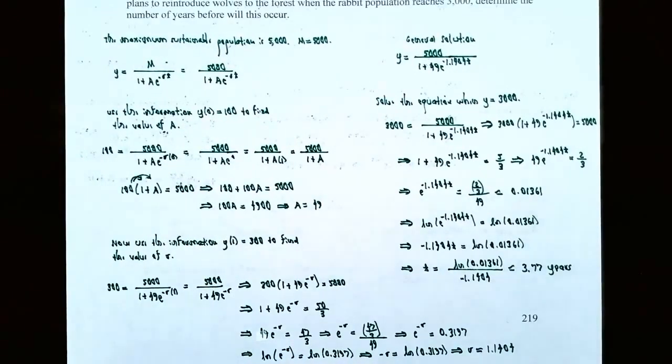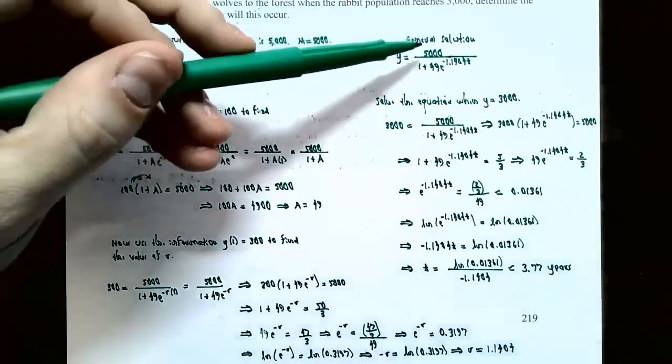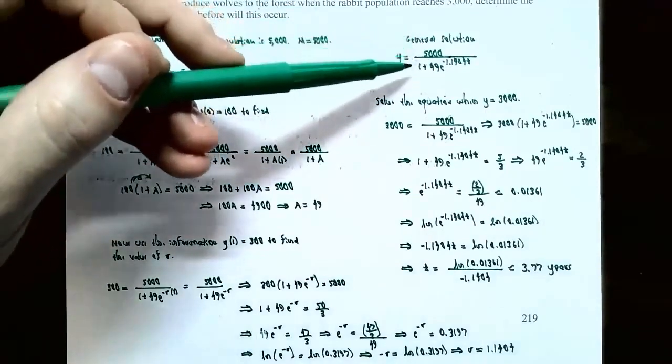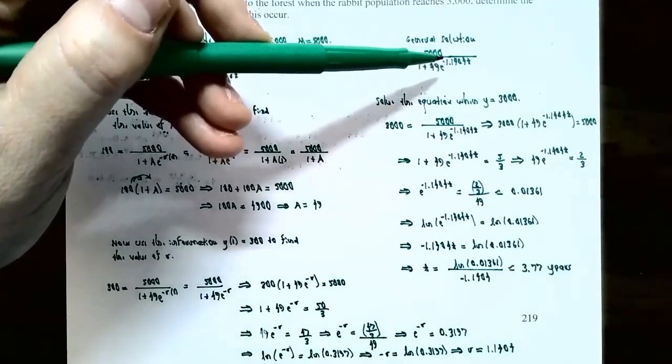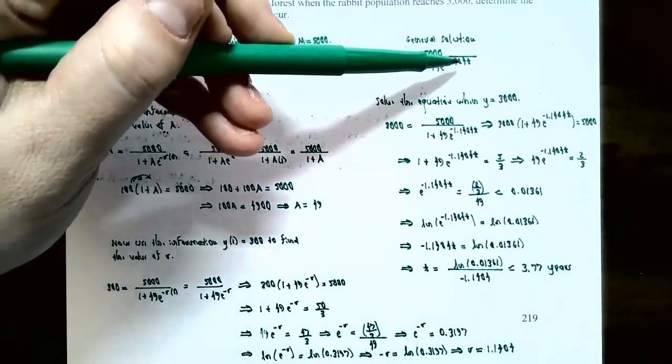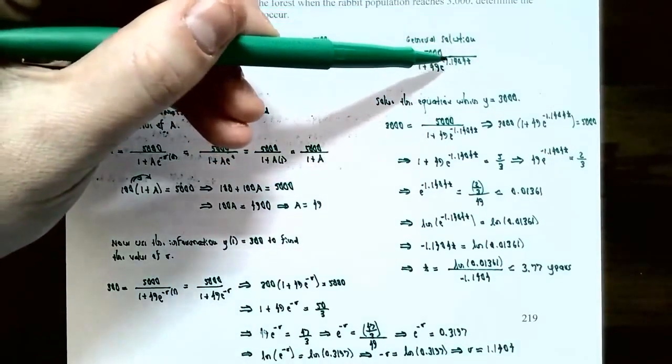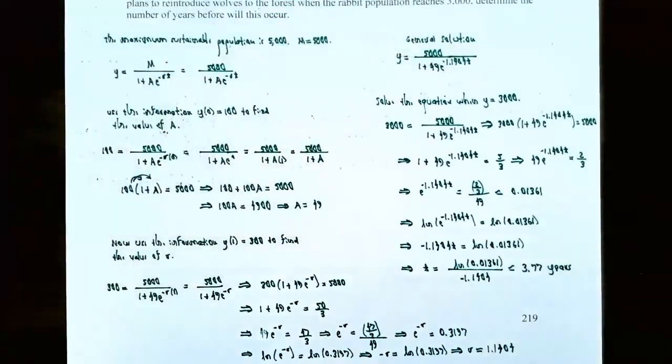So now that we found the constant a, and we also found the constant r, we can go back and figure out the solution to the differential equation that models the logistic growth of the population of rabbits in the forest. y is equal to M, which was 5,000, divided by 1 plus a, we found a was 49, e to the negative rt power, r was 1.1404, so you'll have e to the negative 1.1404 times t in the denominator.